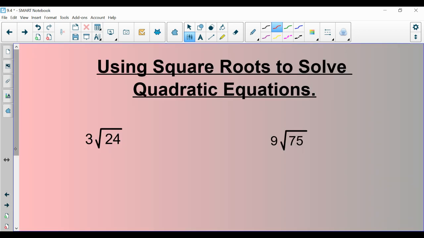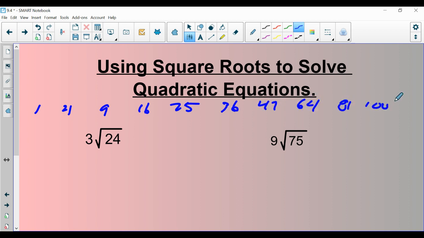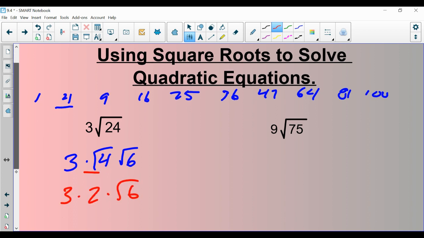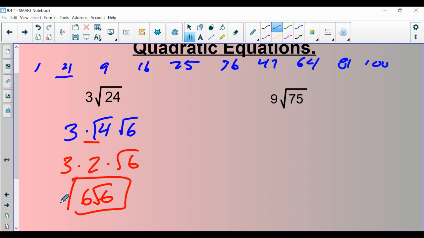We got a couple more. These ones have numbers in front, but don't let that really affect it all that much. So our list of numbers, once again, one more time: 1, 4, 9, 16, 25, 36, 49, 64, 81, and 100. Which of these numbers are factors of 24? That would be 4, and 4 times 6 is 24. You should be able to take the square root of 4, that is 2, so we end up with 3 times 2 times the square root of 6, or 6 times the square root of 6, and that would be our answer.